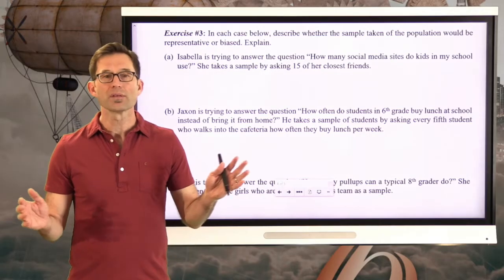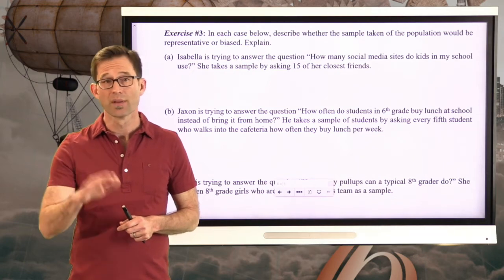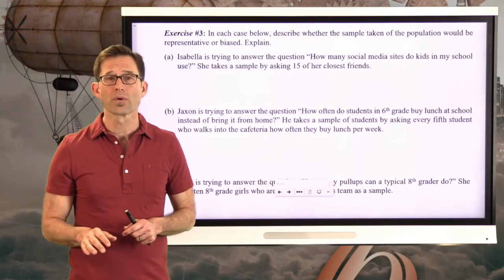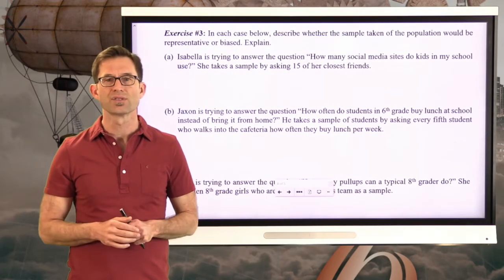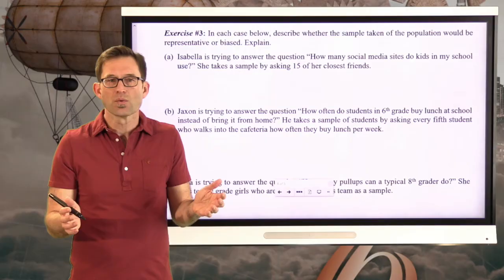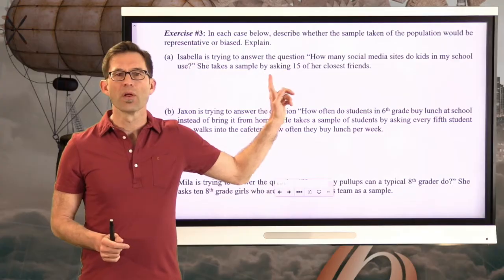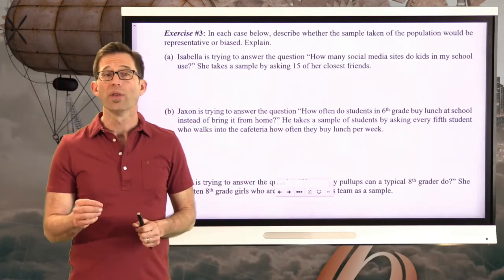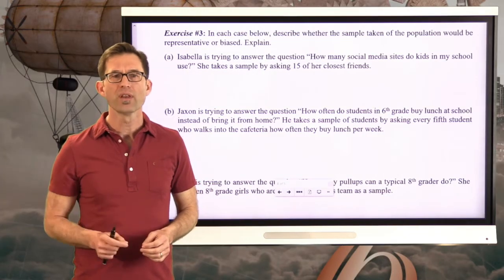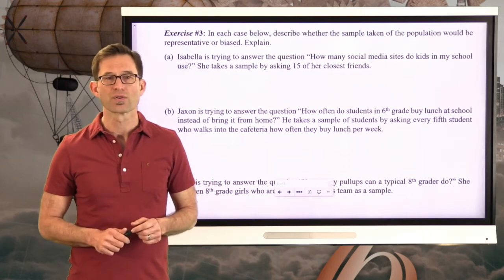All right, so maybe Isabella goes to some very, very large school, maybe in New York City, let's say, right? Assuming that her school hasn't been canceled for a little while, right? So let's say she's at a huge school in New York City and she wants to answer how many social media sites do kids at my school use. She doesn't want to ask every single student there because maybe there's 4,000 kids. So she takes a sample of her 15 closest friends. Would that be representative of the population, do you think? Or do you think it would be biased? Pause the video now and write down one of those two, and then maybe write down why you think that's the correct choice.